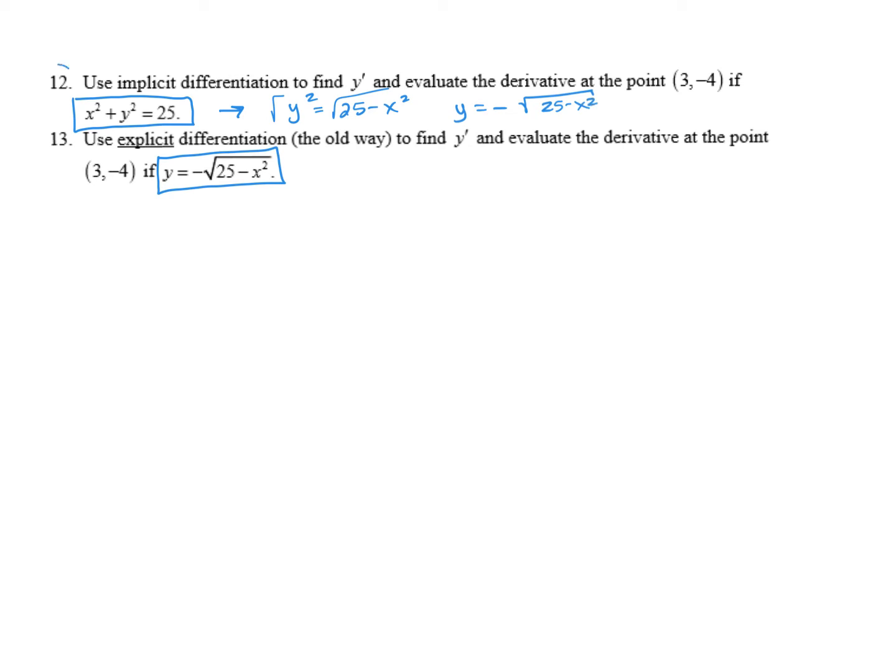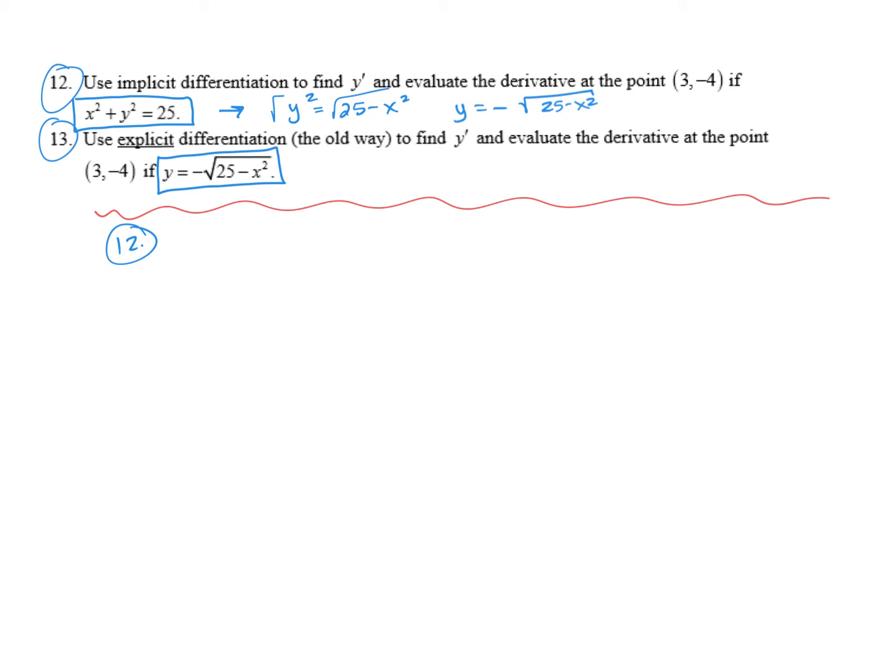So really 12 and 13 are the exact same question. We're just doing one with implicit differentiation and the other with explicit differentiation, which is just the way we've been doing it since last unit. So 12 is the new way and 13 is the old way. I'm going to do them next to each other, and you're going to see, yay, you don't have to use implicit differentiation sometimes. Sometimes you're able to solve for y.